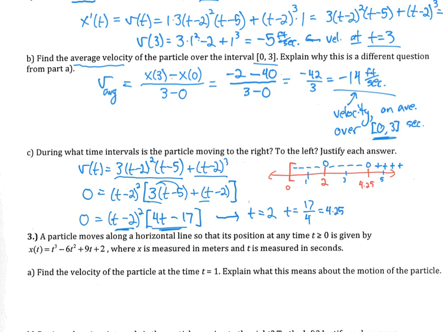So what we've got here is the particle is moving to the right over the time interval 4.25 to infinity, and the particle is moving to the left from 0 to 2 and from 2 to 4.25. What happens is the particle briefly stops after 2 seconds, but then keeps moving to the left for a little bit after that.